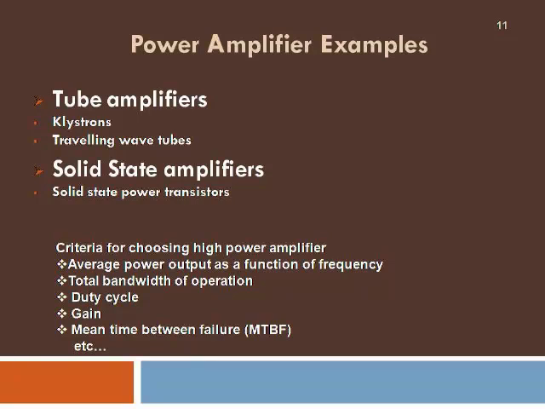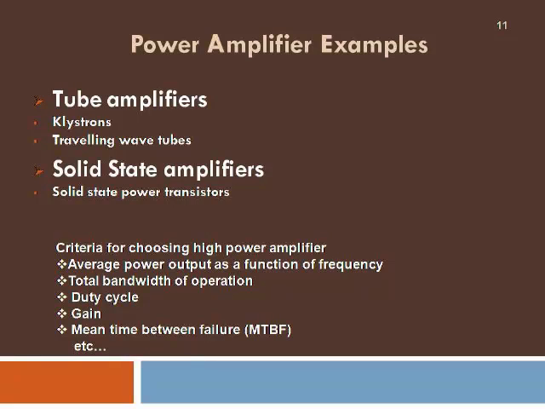Now, what are the types of power amplifiers that can be used in these radar systems? In vacuum tube amplifiers, we have the choice of klystrons, that is two cavity or multi cavity, then traveling wave tubes, wherein mostly we go with the helix type of traveling wave structure. If we consider solid state amplifiers, solid state power transistors can be used for these applications. The criterion for choosing the high power amplifiers will be the average power output as a function of frequency.